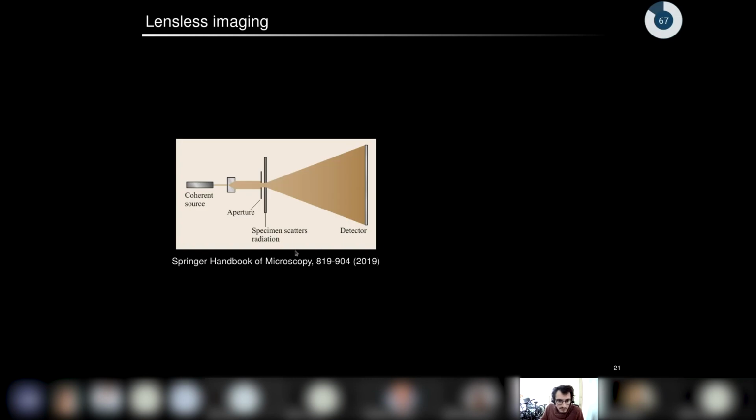So in a lensless imaging configuration, the simplest one, what you have is a coherent source, so you can expand it. And then you have an aperture to restrict spatially your illumination. You have a specimen that scatters radiation, and you have a detector, an intensity detector. And here you see you don't have a lens. And the reason for that is maybe that you're using radiations that are high energy so that you don't have a good lens available.